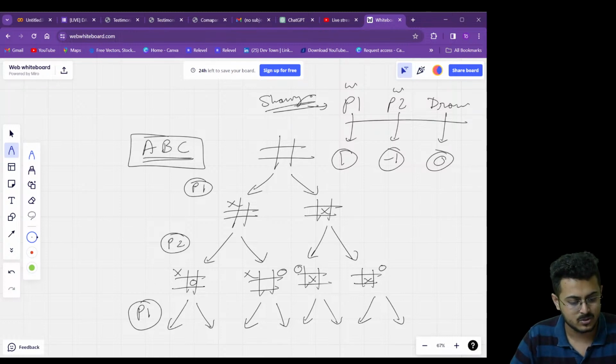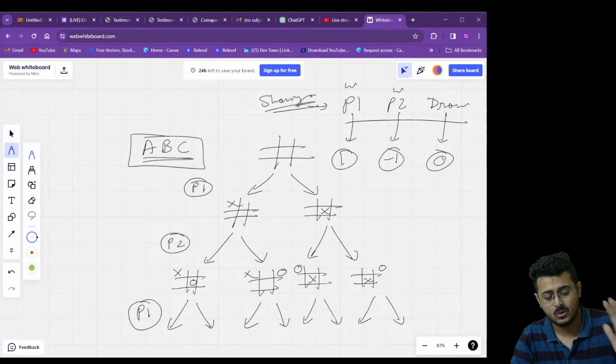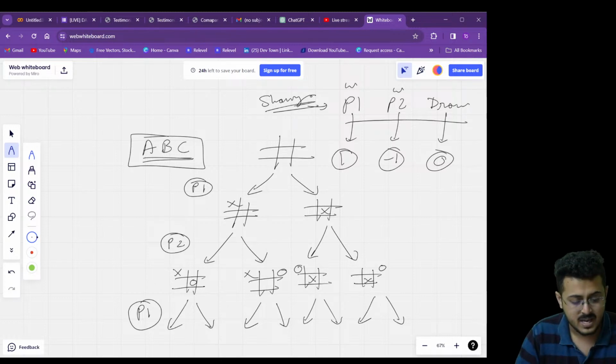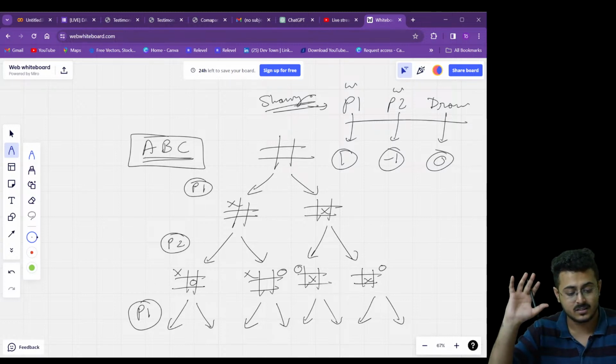Are you guys able to understand it? Please let me know. If you have any doubts, this is very important. If you guys are not understanding the min-max algorithm, it will be very difficult for us to actually code it. Because we don't just have to understand it, we also have to code it as well.